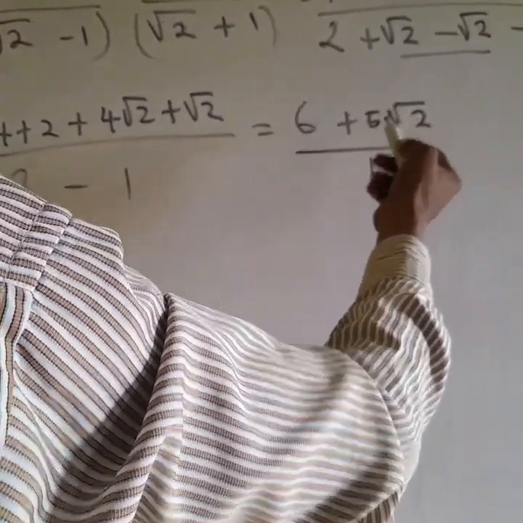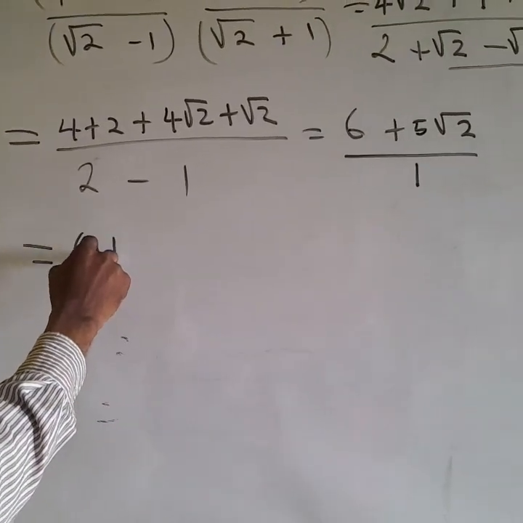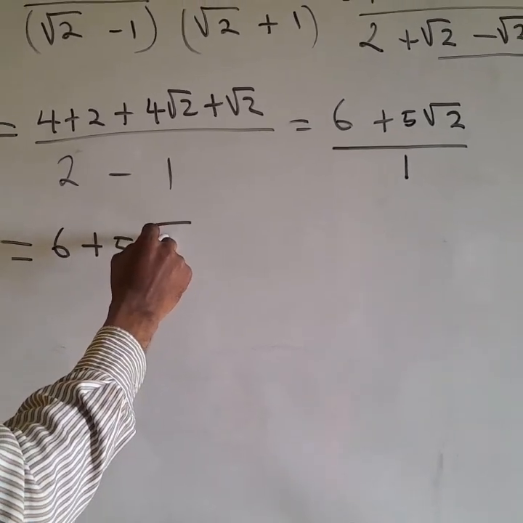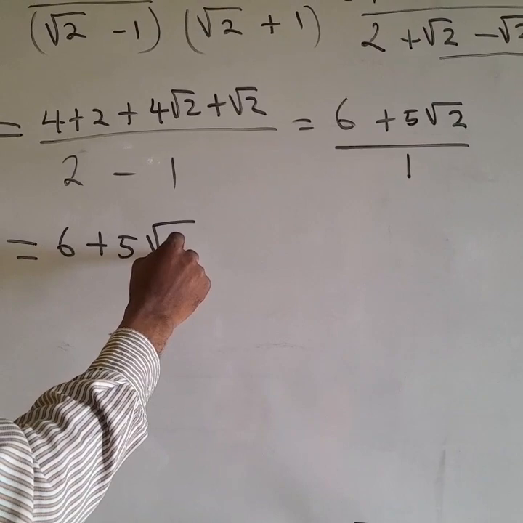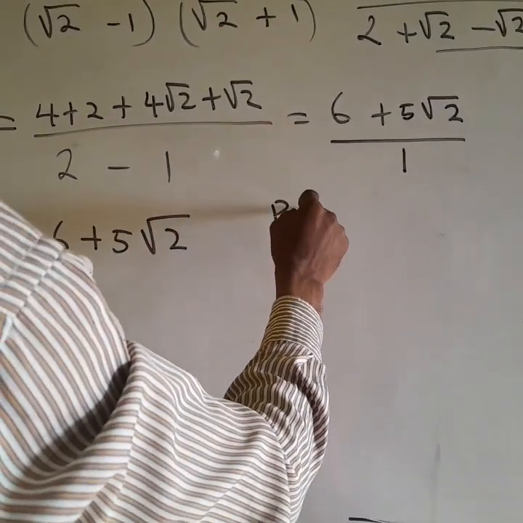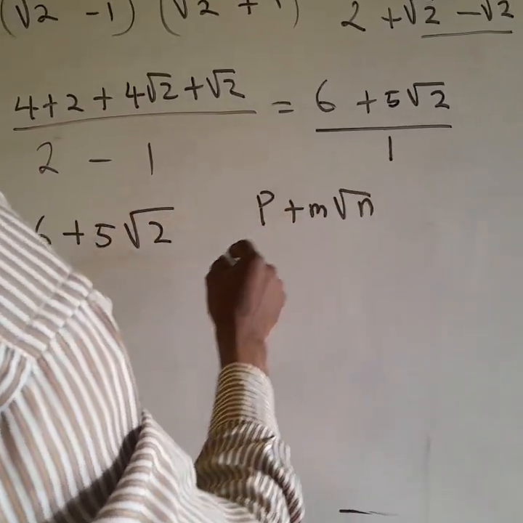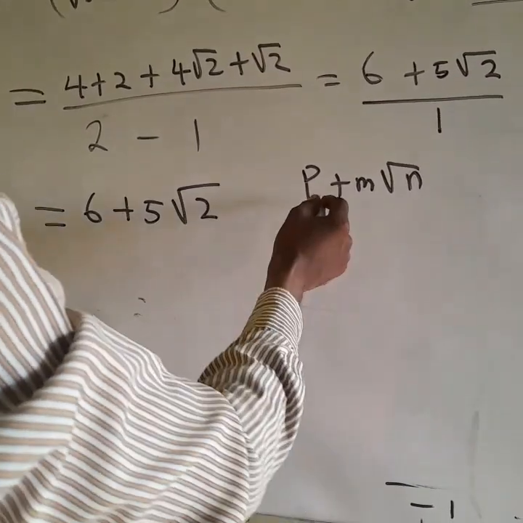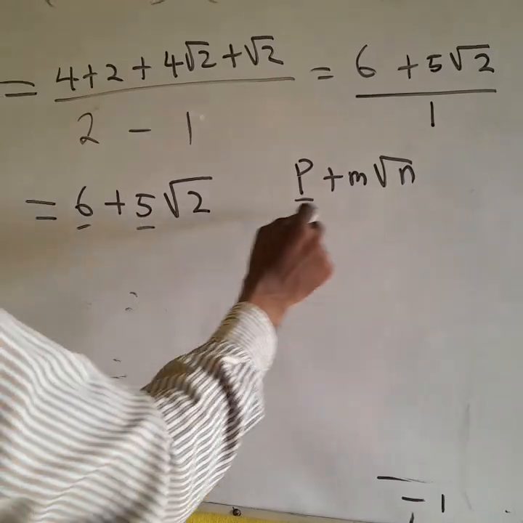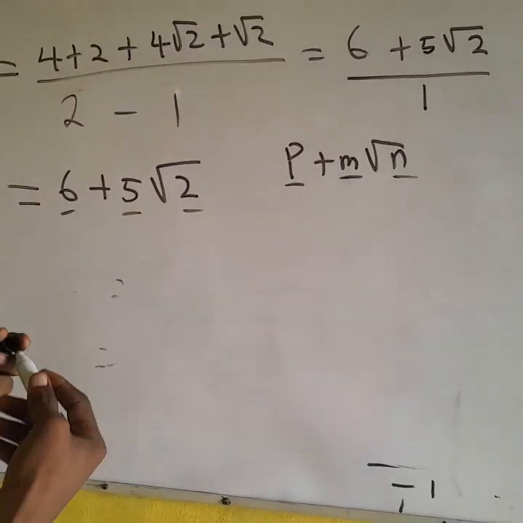1 divided by anything still remains that same thing. So we'll have 6 plus 5 root 2. From the question given to us, it says we should simplify it to look like p plus m root n. If you compare this, you see that p goes to 6, 5 goes to m, and 2 goes to n. That is our answer.